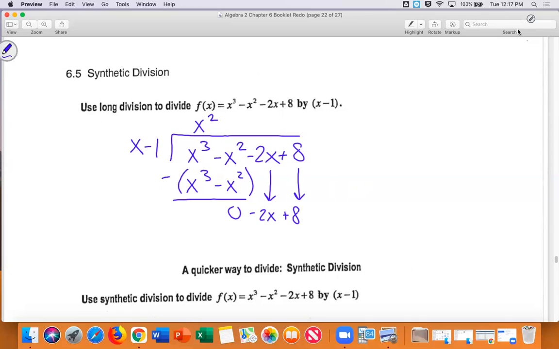Now remember, it's all about making the first term the same. So how do I make an x and negative 2x? By multiplying by -2. -2 times x is negative 2x. -2 times -1 is +2. And I subtract, so -2x minus -2x, they cancel. 8 minus 2, well, that's going to be 6. So this would be +6 over x minus 1. So that's my answer, because that's what I'm dividing by.